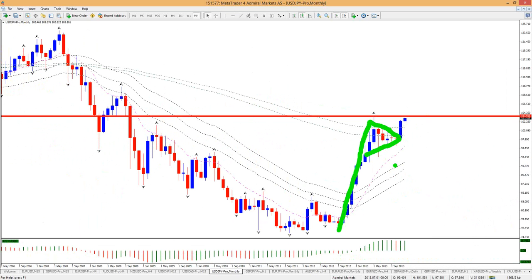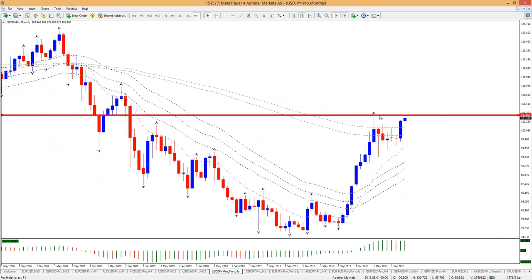One thing I do want to say is that I would like to see this year's high, the top right here at 103.70, to be broken this month for a real confirmation of a breakout to the upside. If we don't break that this month, then I would say the likelihood of this still falling back to 90.91 before we push up is increasing. But at the moment, I wouldn't say that is likely.